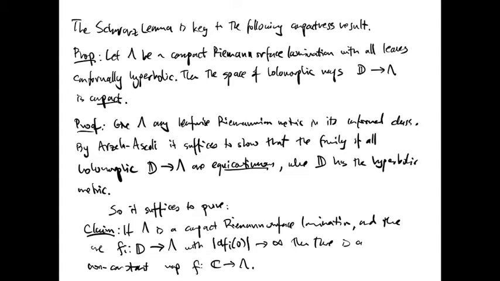We prove this by proving the contrapositive. We show that for a compact Riemann surface lamination, if there is a sequence of holomorphic maps whose derivative blows up somewhere, in other words, if the set of holomorphic maps is not equicontinuous, then we can actually find a non-constant holomorphic map from the complex plane into lambda. Such a map shows that at least one of the leaves of lambda is not conformally hyperbolic. This will prove the proposition.